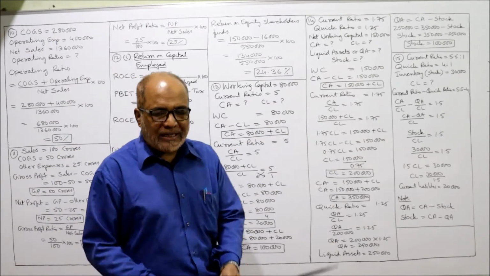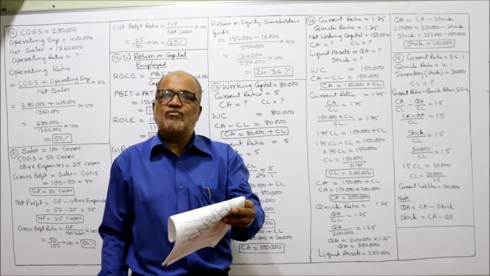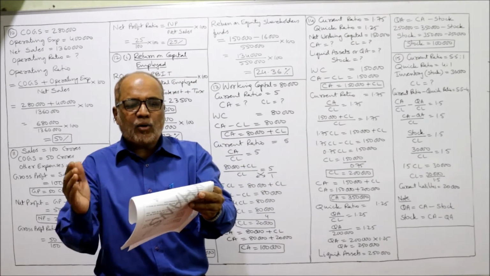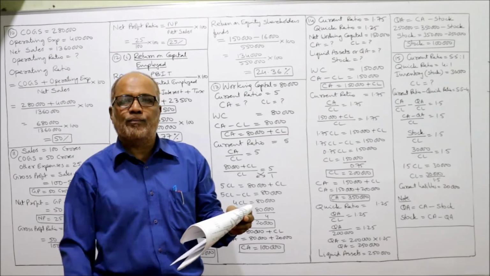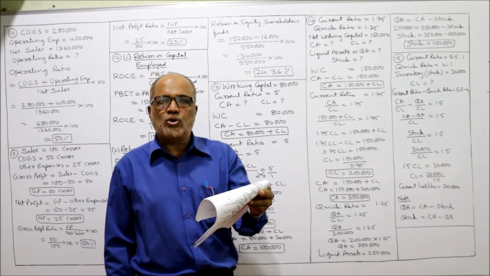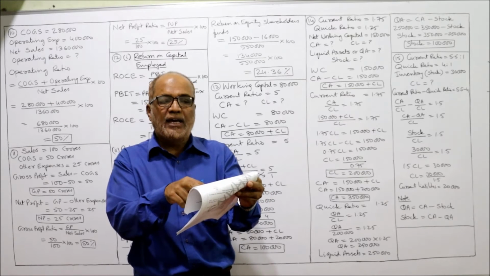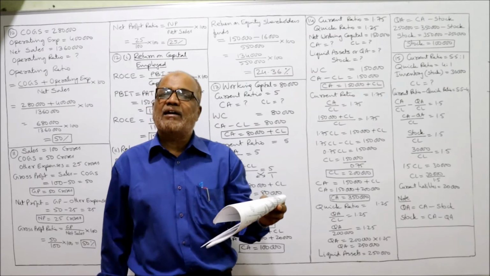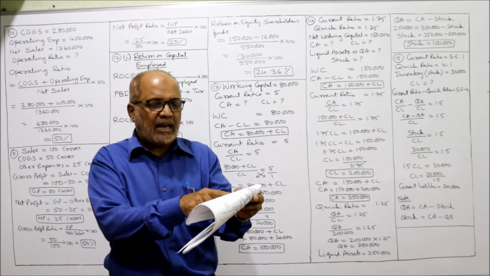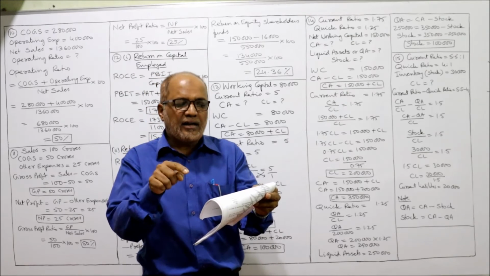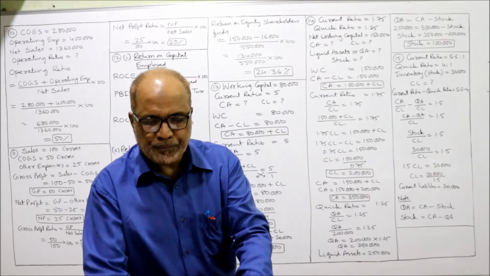Now I am coming to the 14th one. Given that current ratio is 1.75, liquid ratio is 1.25. Liquid ratio means quick ratio. So we are given current ratio 1.75, quick ratio 1.25, net working capital 1,50,000, just like the previous problem. Calculate current assets, current liability, liquid assets and stock.